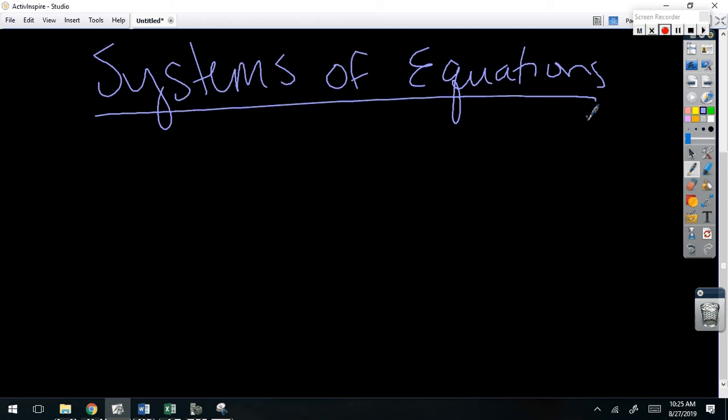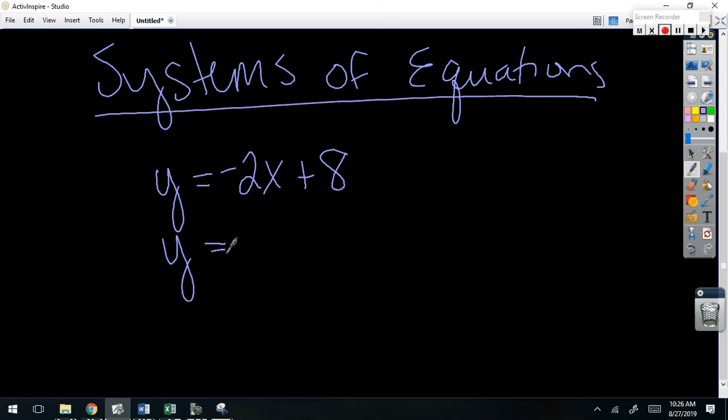So, what is a system of equations? Do you remember? It's when there's more than one equation. Two or more equations, right? So, we're working with linear equations still. Let's say the first one is, we'll start out easy, negative 2x plus 8, and the second one is 4x minus 7. Oh, is this the elimination?